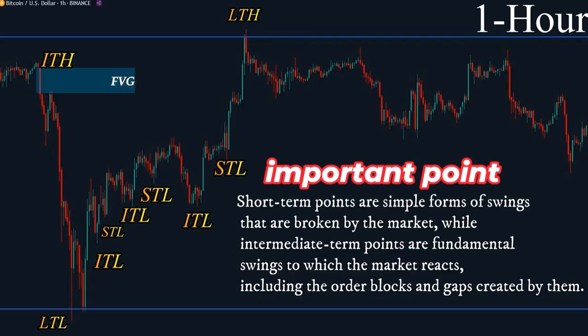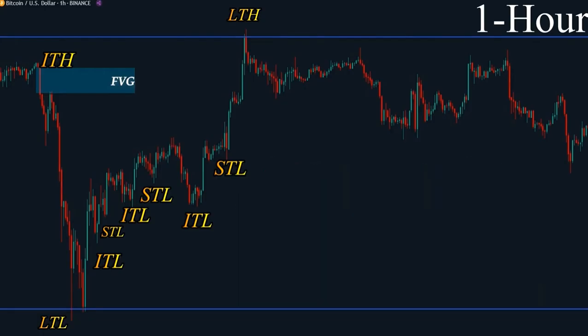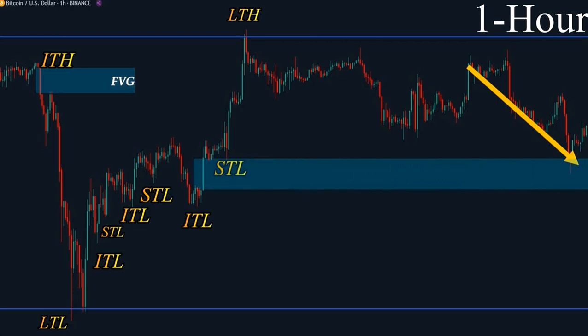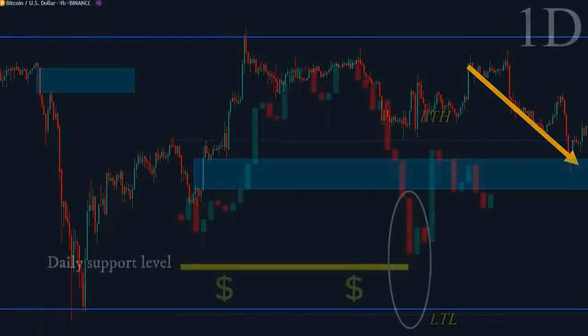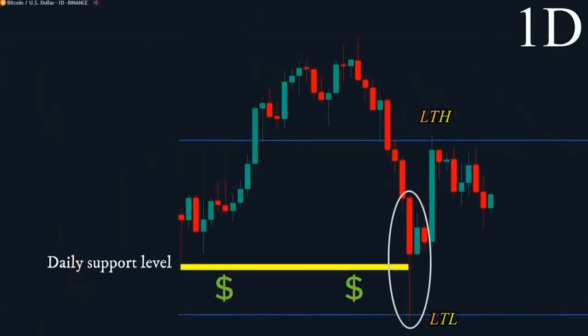The order blocks and gaps created by intermediate-term points are more likely to impact the market, making them suitable entry areas for trades. On the other hand, short-term points are not suitable entry points for trades. Pay attention to the chart. The market has consistently moved past short-term points, breaking through them, and ultimately reacted upon reaching the price gap formed by an intermediate-term structure. But to determine if this is a suitable area to enter a trade, we need to look at the daily chart again.